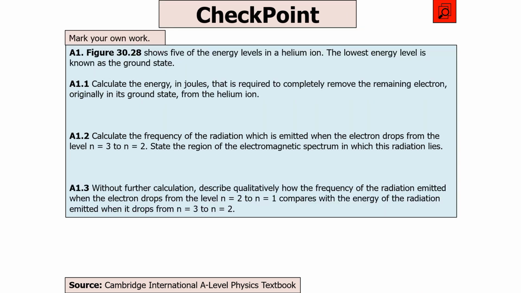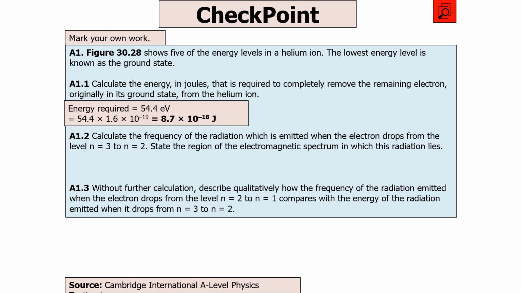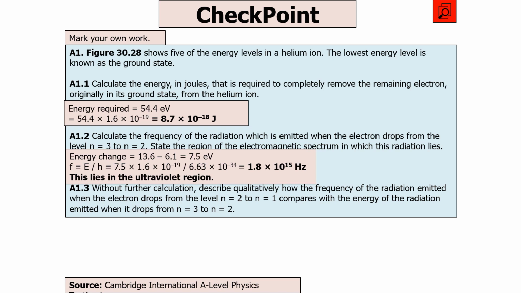Right, in this first one, you've just got to look at the difference from the ground state up until 0. So therefore it's 54.4 eV. Turn that into joules by multiplying by 1.6 times 10 to the minus 19, and it's 8.7 times 10 to the minus 18 joules. This next one, to see the energy emitted, you've got to find the difference in the two energy levels. So you get 7.5 eV.